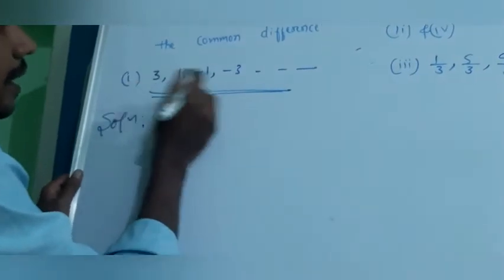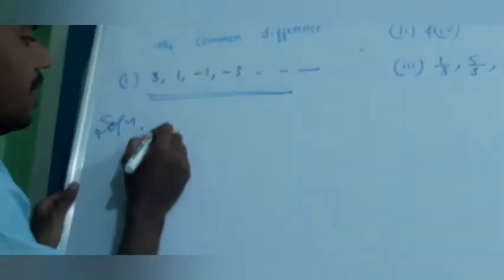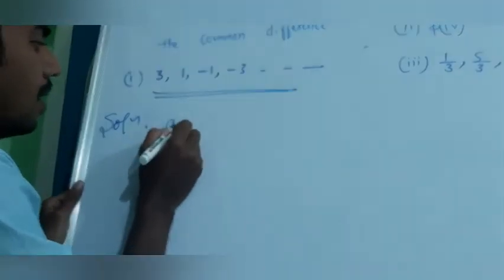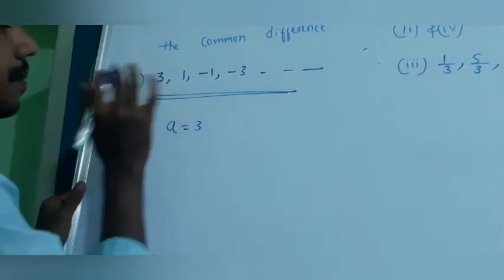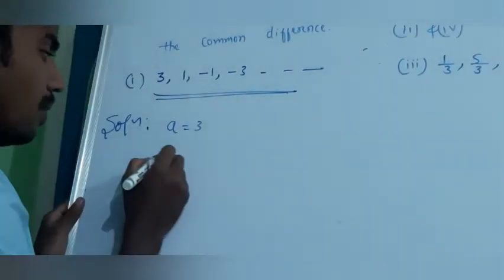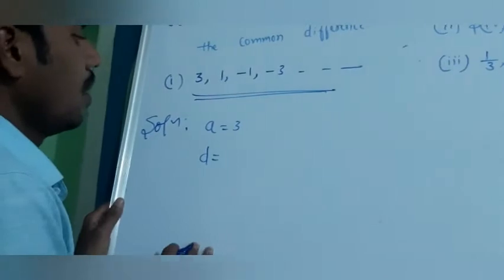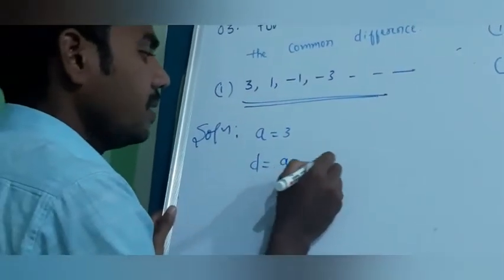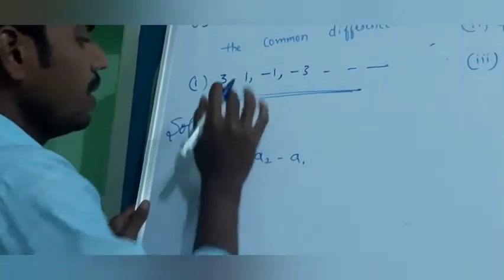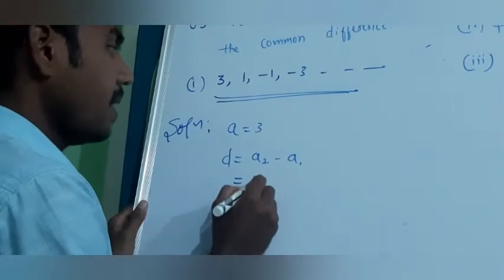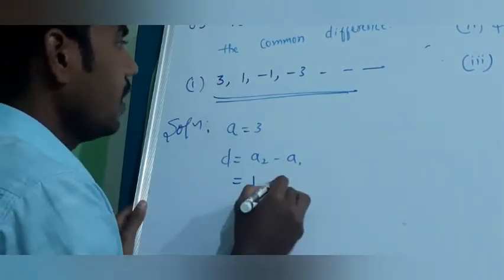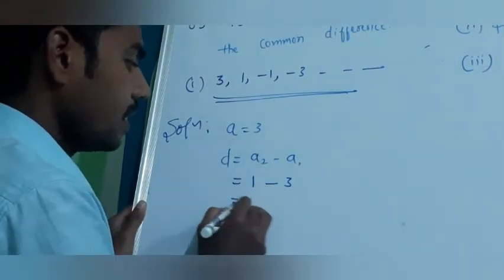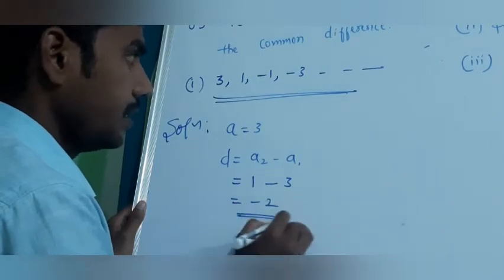So for any series, the first term will be A is equal to 3 here, and if I want to get D, it is A2 minus A1. So what is A2 here? 1, minus what is A1 here? 3. 1 minus 3 is nothing but minus 2. That's it.